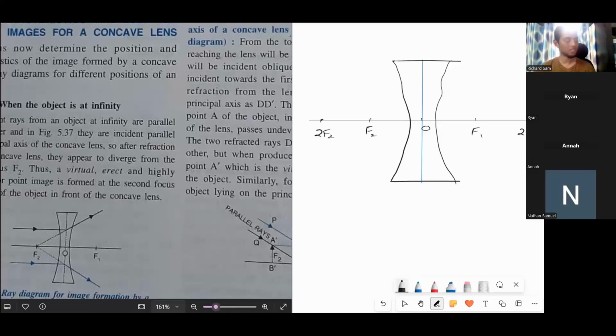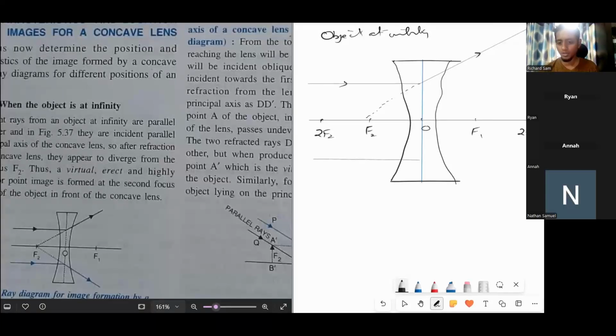All right. Now the first diagram is where the object is at where? Infinity. Object is at infinity, so you cannot draw the object. So you just draw 2 parallel lines. Now first line, where is it going to go? Up, down. It's going to go up as if it is coming out from where? F2. Okay, that's the ray.